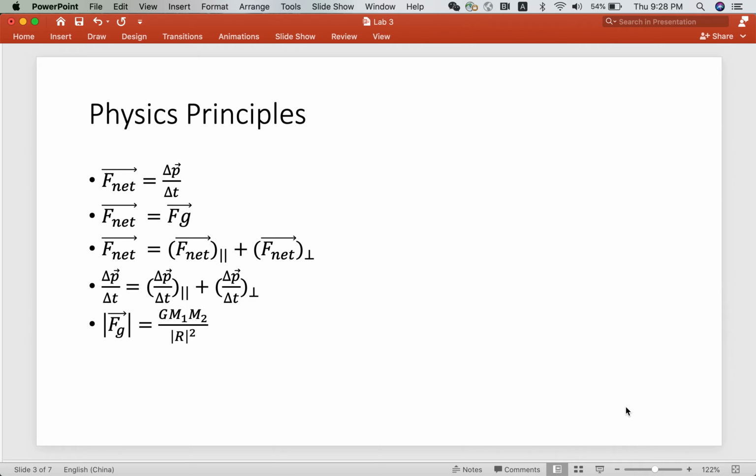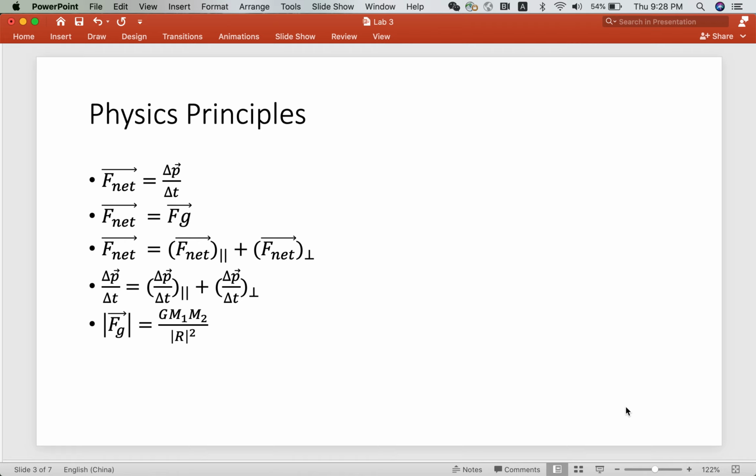In this lab, we assume that there is only one force, which is the gravitational force between the star and the black hole. And the third one is the net force is equal to the net force in the parallel component plus the net force in the perpendicular component. And the next one is the rate of change in momentum is equal to the rate of change in momentum in the parallel component plus the rate of change in momentum in the perpendicular component.